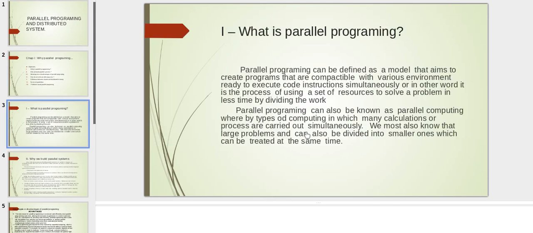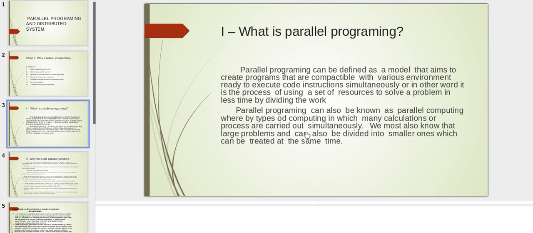Parallel programming is a model that aims to create programs that are compatible between various environments, ready to execute code instructions simultaneously. That's an environment presently formed for execution of code to facilitate and ease some tasks. Or in other words, it's a process of using a set of resources to solve a problem in less time by dividing the work, that is fragmenting the work into smaller tasks.